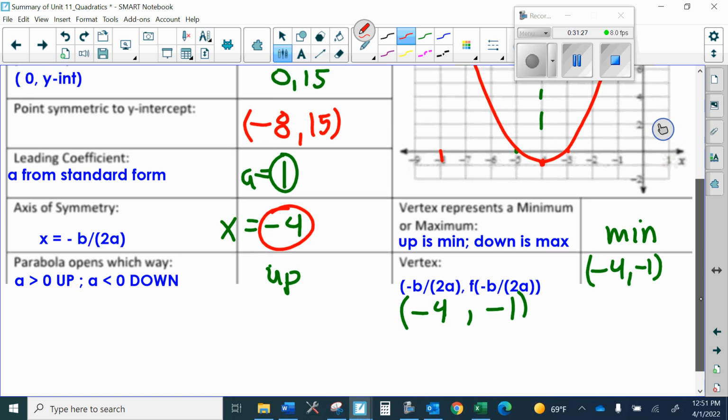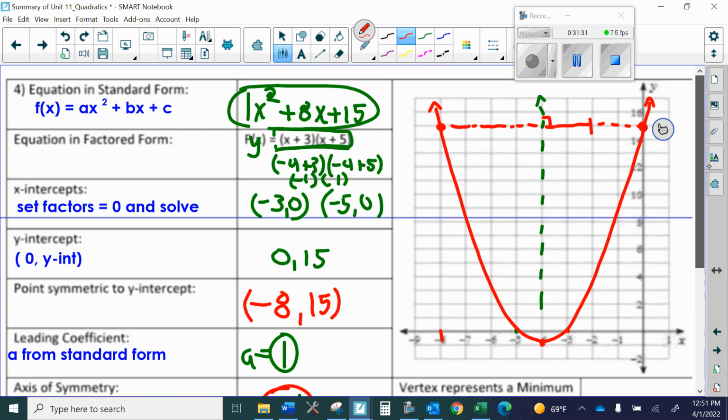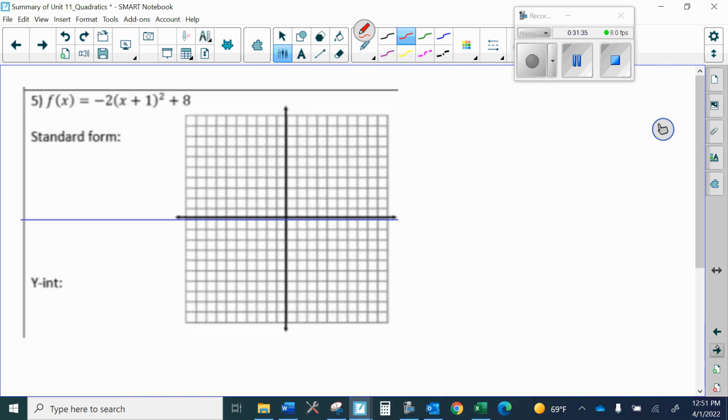That is everyone answered on this example here. Okay. Well, let's go to the next example. This is called vertex form. This is the last of our 3 forms.